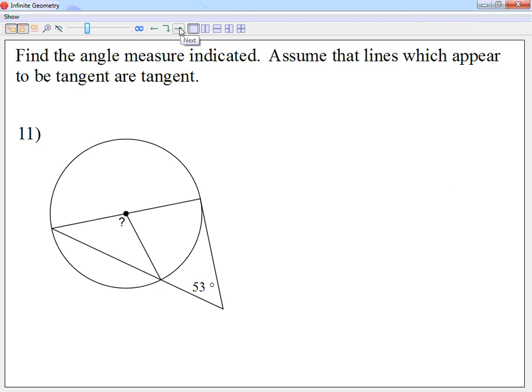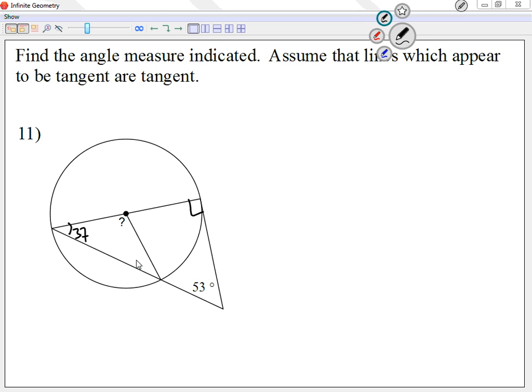Now look at number 11. Let me find this angle. But for that, I'm going to use the big triangle. I know this corner here is 90, because remember, a radius and the tangent make a 90. So I know that corner is 90. This is 53. I know 90 plus 53 is 143. So for me to find this angle, I'm going to go 180 minus 143. 37. So this corner is 37.